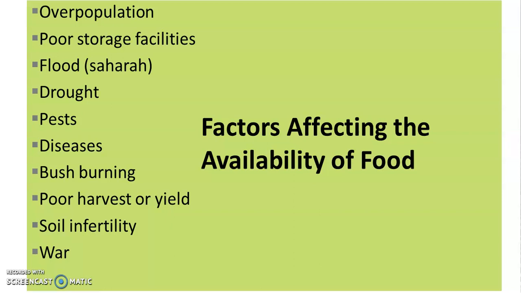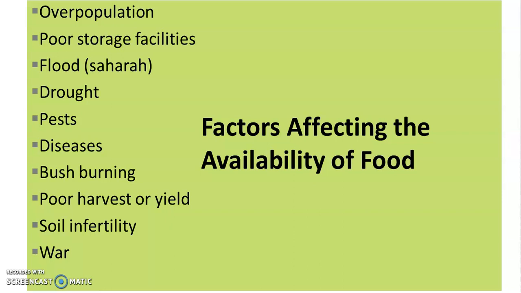Overpopulation, yes, people tend to gather in a place where there is food, and so availability of food can affect, and overpopulation can increase population. Then we have also poor harvesting as a result of disease, as a result of a drought, as a result of infertility of the soil. Farmers tend to harvest poorly, or they'll have a poor yield, which means it will also affect food production.